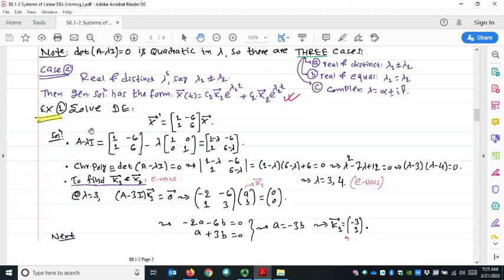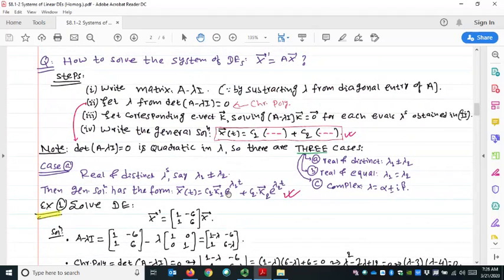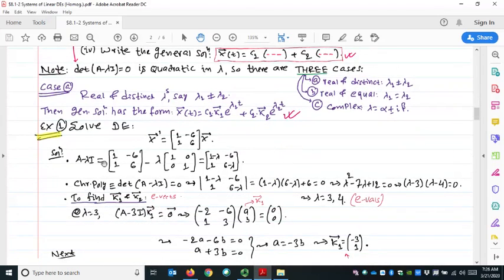Example 1, solve the differential equation given by vector x prime equals the matrix [1, 1; negative 6, 6] times vector x. Great. Let's follow the steps here. First, write the matrix in A minus lambda I form. This is the coefficient matrix A, 1, 1, minus 6, 6, minus lambda, and this I is a 2 by 2 identity matrix, whose rows are 1, 0, and 0, 1.